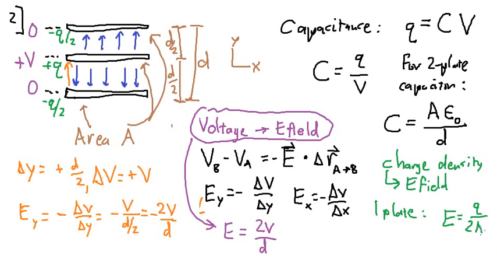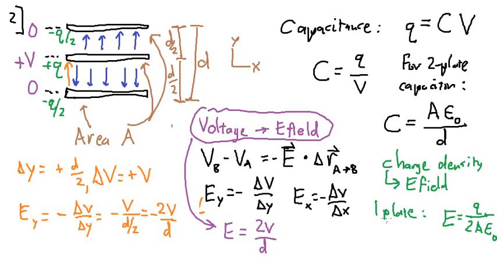Now, the other way to get it is to go from charge to field. So, charge density on a plate to E field, okay? That's going to be our method 2.